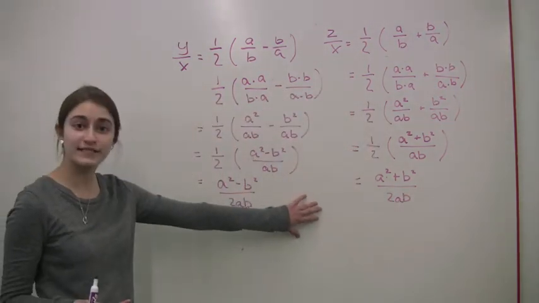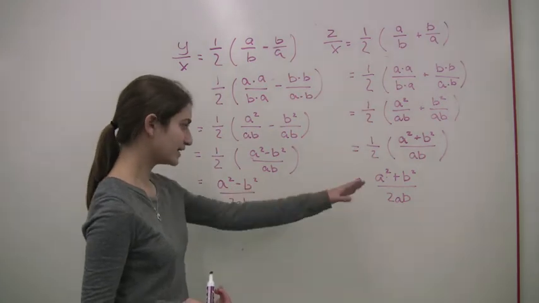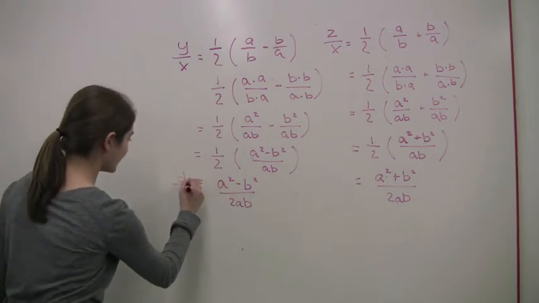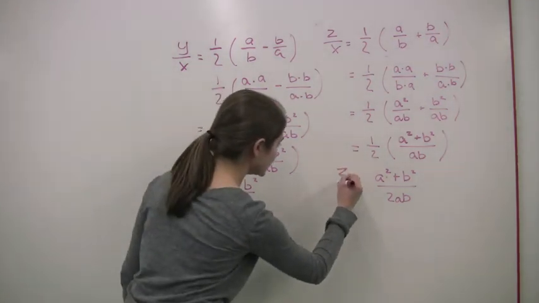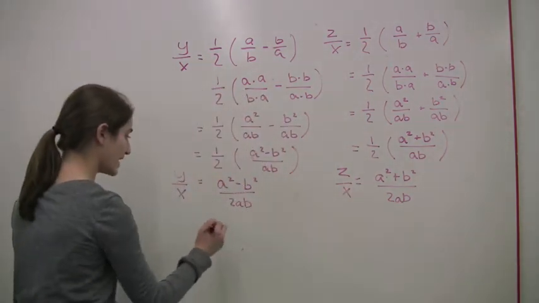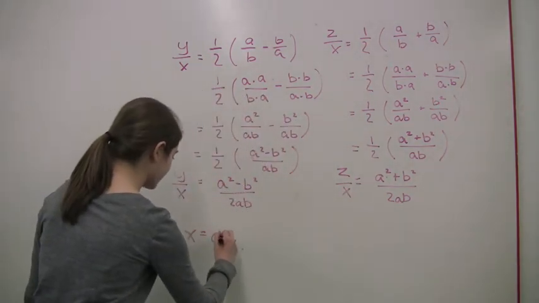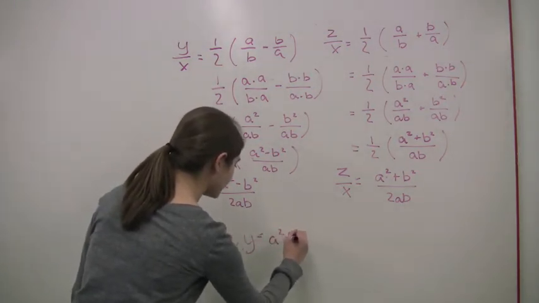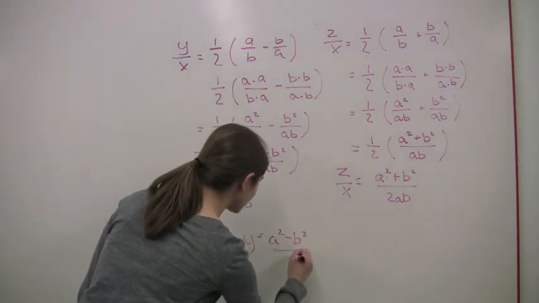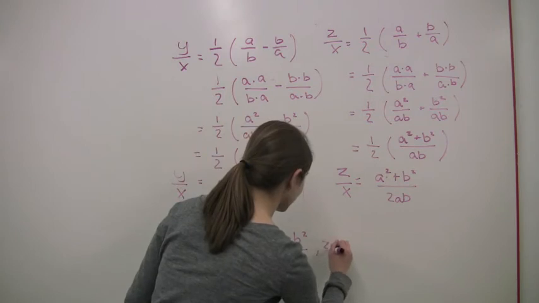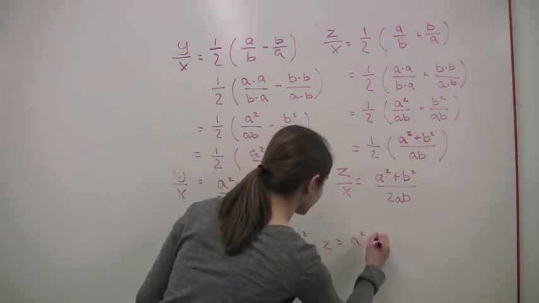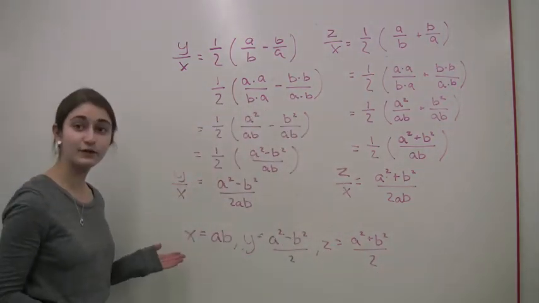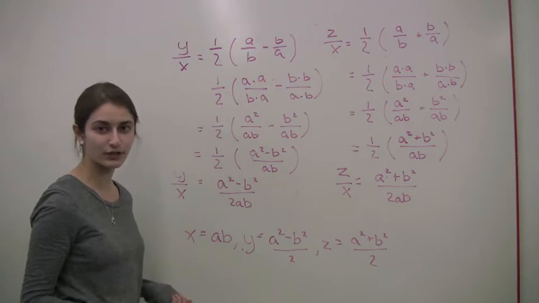These equations look very similar. The only difference is the addition sign compared to the subtraction sign. Because this one equals y over x, and this one equals z over x, we now know that x equals ab, y equals a squared minus b squared over 2, and z equals a squared plus b squared over 2. We can now use this information to solve for a primitive Pythagorean triple.